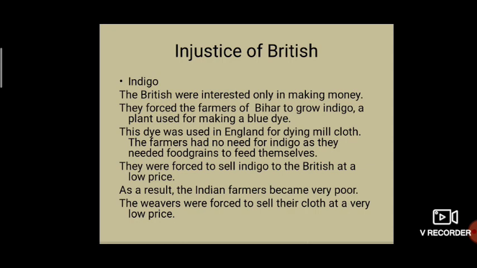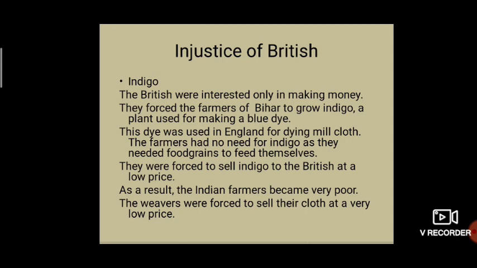Now the farmers of Bihar were not ready to grow it. What did they need? They needed food grains. They needed rice which they can eat to feed themselves. Indigo will not feed them. It is a dye. And moreover, once the land is used for growing indigo, that land cannot be used to grow food grains. But the British planters were forcing farmers of Bihar to grow indigo and sell it at a low price.